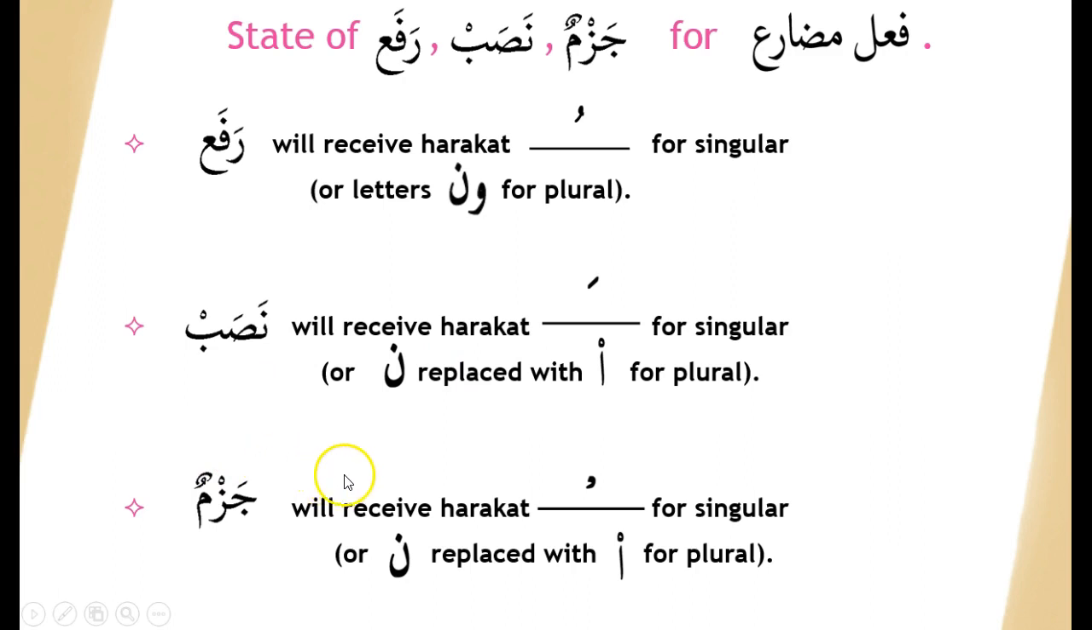Same goes with jazam. For the singular, it will receive the harakat of sukun, like in fi'l amr. And for plural, the noon will also be replaced with alif. So similar to isim, for fi'l mudhari the nasab and jazam for plural have the same spelling: the last letter of the plural fi'l mudhari has the noon replaced with an alif for both nasab and jazam.